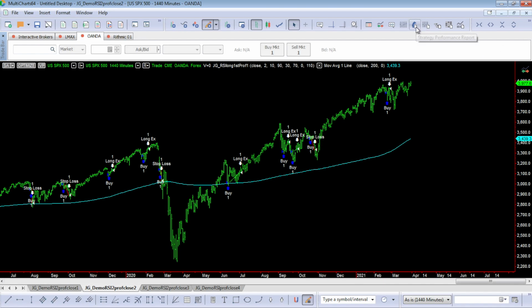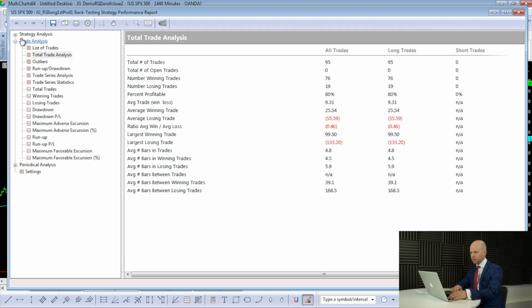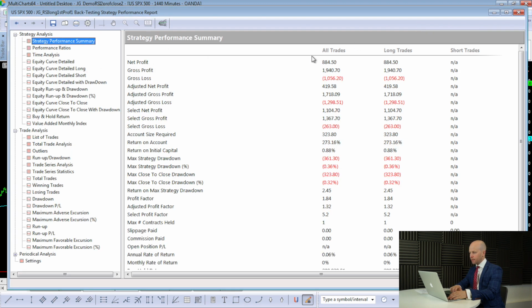So let's look at the performance report. Firstly, let's look at the net profit, and we can see we've already seen that we got a reduced net profit. The maximum strategy drawdown, 361. That's actually slightly more as well, but like I said, we expect decreased performance for the luxury of knowing where our maximum risk could be.